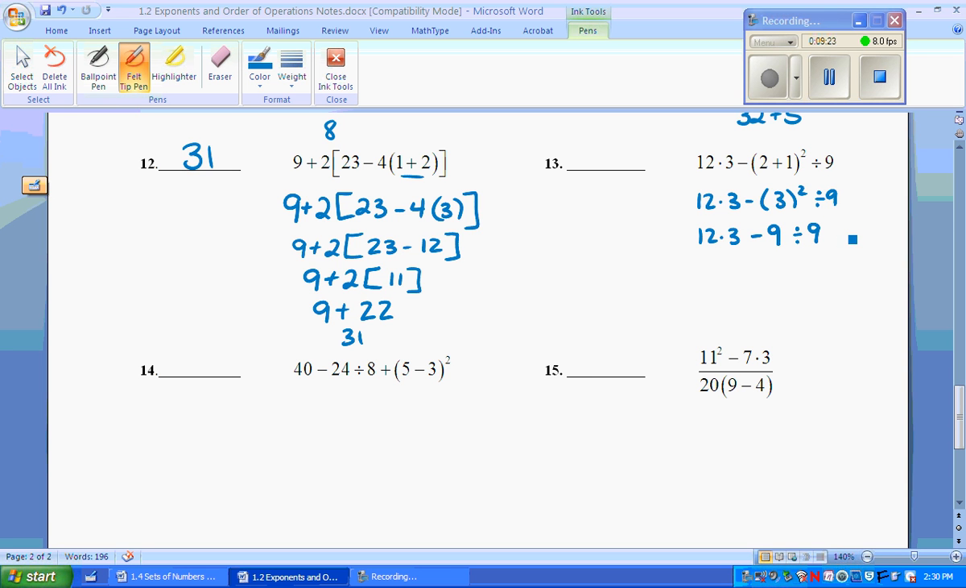Working from left to right on multiplication division, here's multiplication. We got 12 times 3, that's 36, minus 9 divided by 9. Now I see it's still working from left to right, this division here, so we got 36 minus 9 divided by 9, which is 1, giving you a final answer of 35.